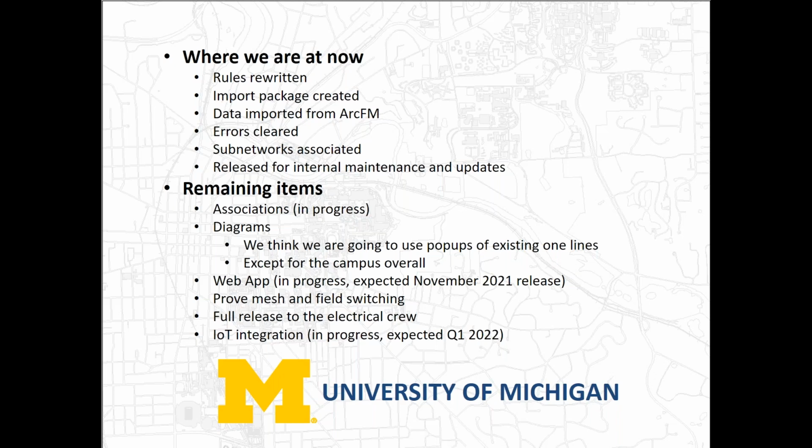We're not going to be using diagrams. That's a very powerful piece for the asset package, except for the overall campus. Because we do the CAD work for the one lines for all the substations and switching stations, for us to do a diagram is really a duplication of that effort. So at this point, we're just too resource constrained, and we're going to use the PDFs of the CAD as pop-ups for the one lines.